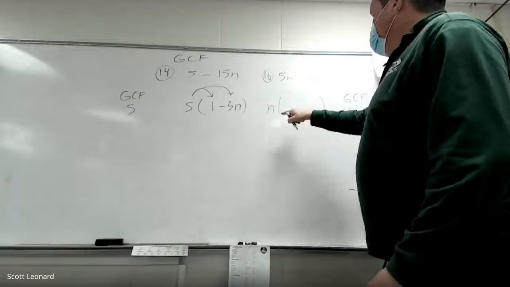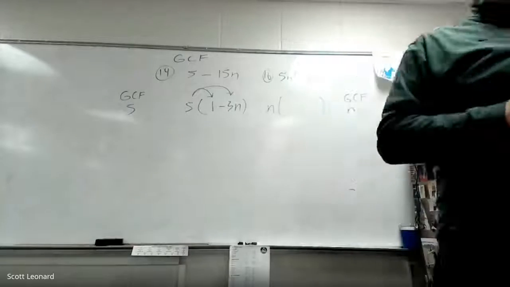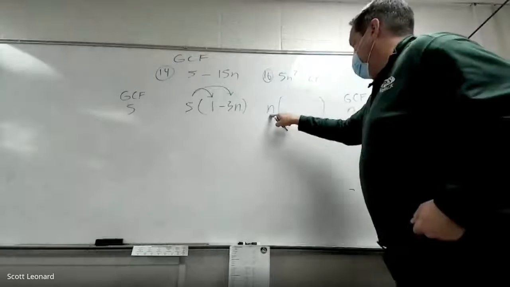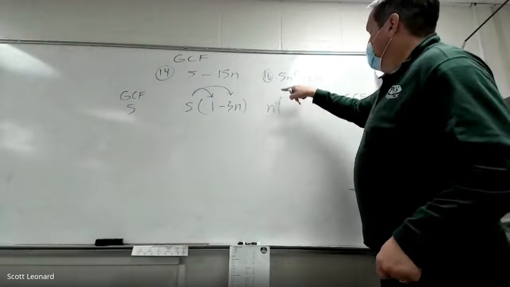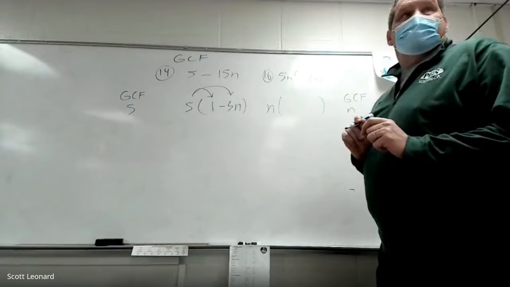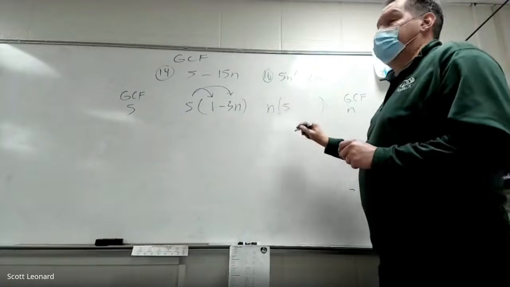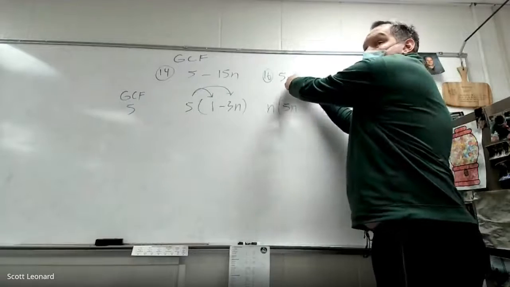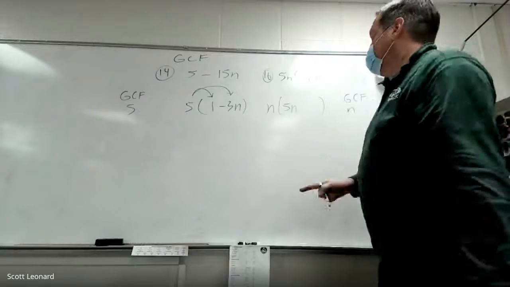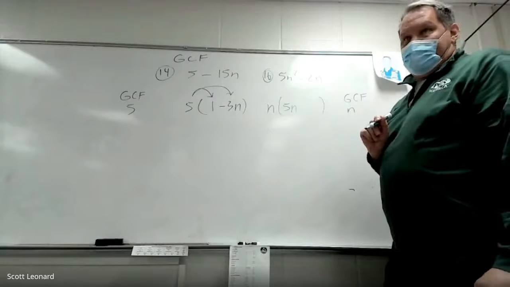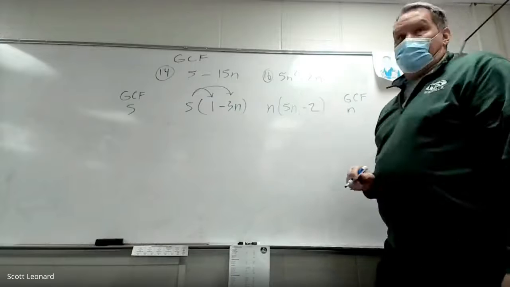What is our rule when it comes to multiplying variables? What do we do with their exponents? We add them. Okay? So what times n? What would I put here so that when I multiply, I get this as an answer? We'll put 5n, because 1 plus 1 adds up to 2. All right? Now this last term, n times what will give me a negative 2n? Negative 2.